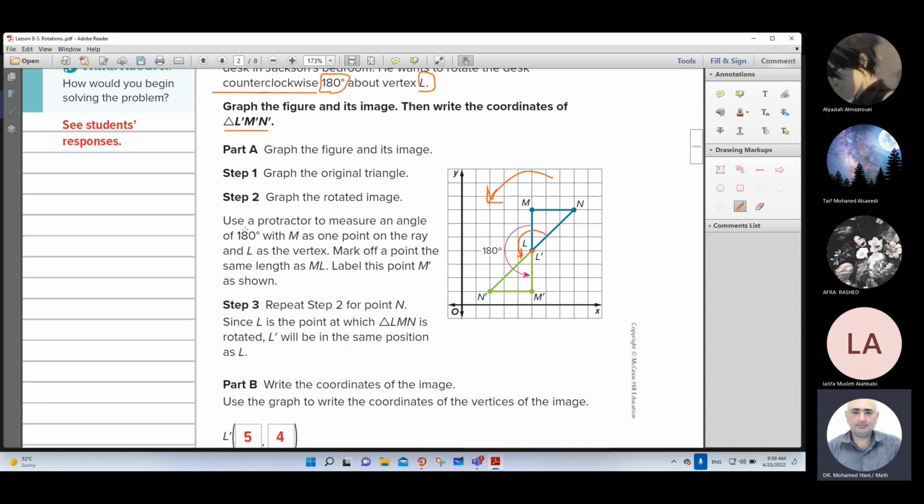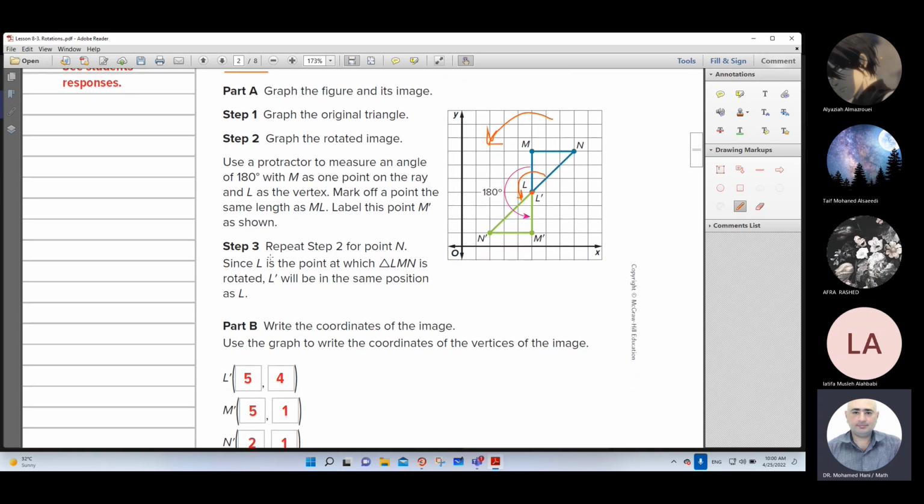So use a protractor to measure an angle of 180 with M as one point on the ray and L as the vertex. Mark off a point the same length as ML. Label this point M prime, as shown.